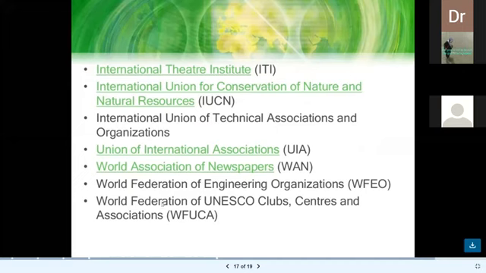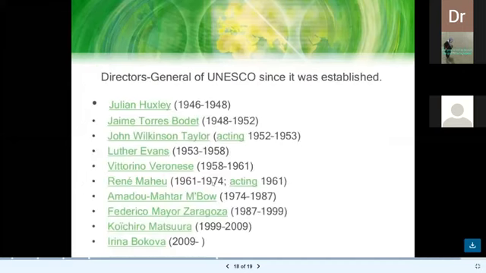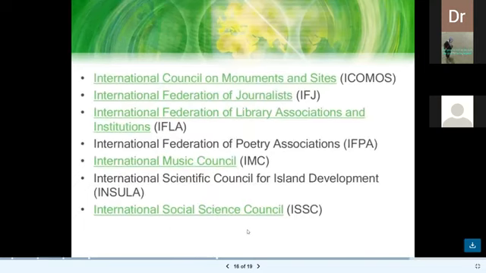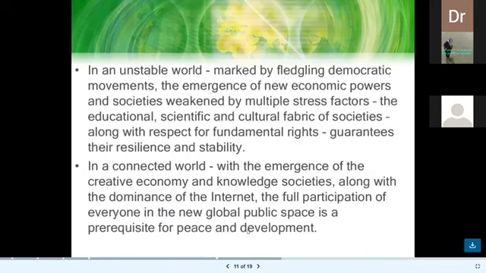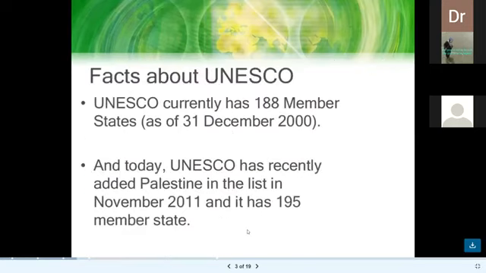These are some of the Director Generals of UNESCO. The first Director General was Julian Huxley. The present Director General is R.R.Rajani. So this is about UNESCO. The main aim of UNESCO is to promote peace and security to the nation.